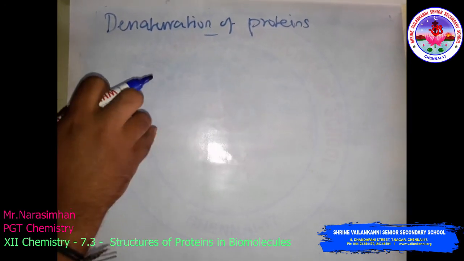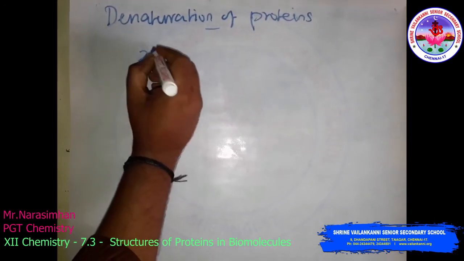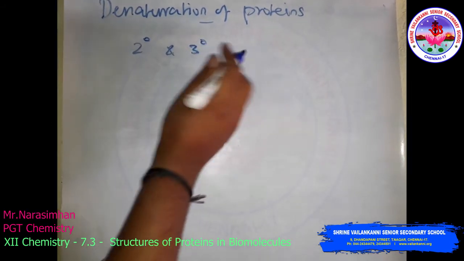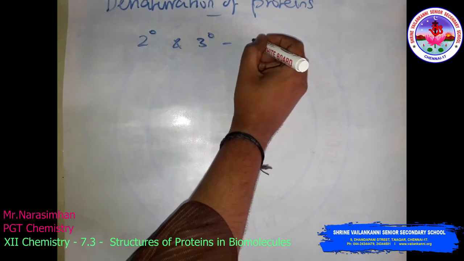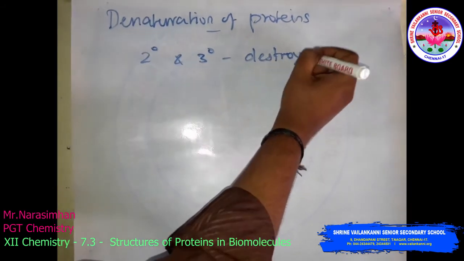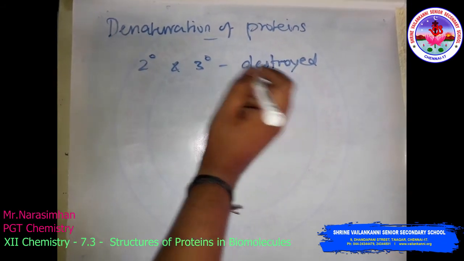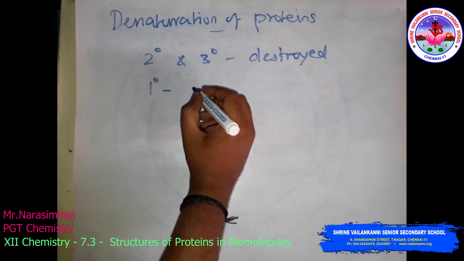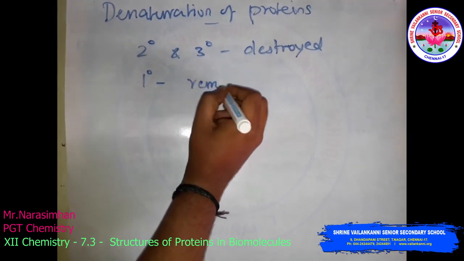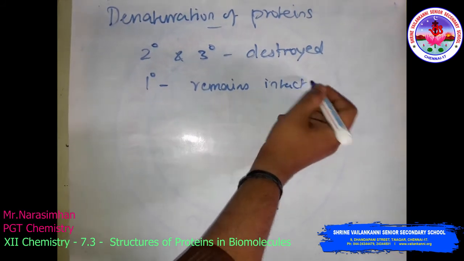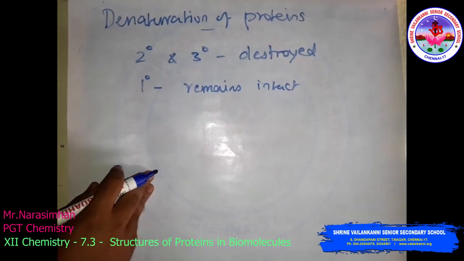During denaturation, the secondary and tertiary structures are destroyed, but the primary structure remains intact and is not affected. So this is called denaturation of the protein.